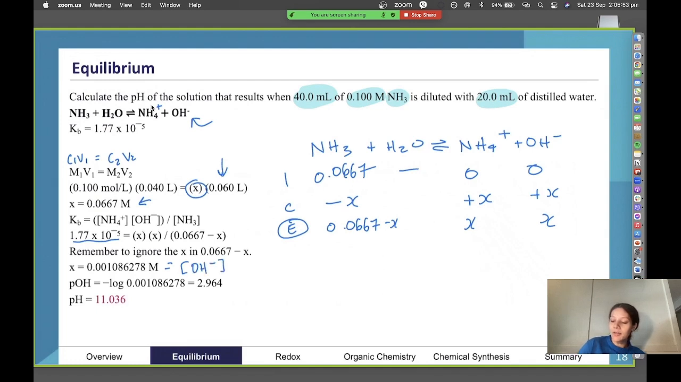So if we take the negative log of our OH minus concentration, that gives us 2.964 as the pOH of the solution. Now we want to find the pH, so to get that, we just go 14 minus our pOH, and that's how we get our answer of 11.036. All right, cool. So quite a few different steps in there. Again, any questions, please do ask.